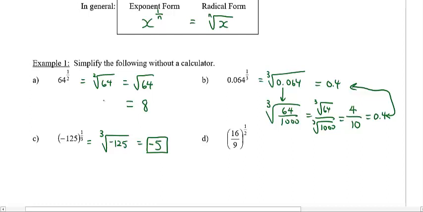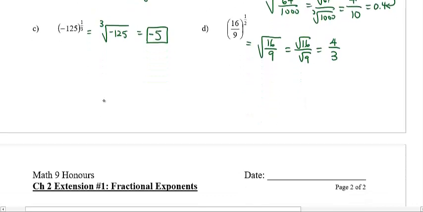And then finally for part D, don't freak out about fractions like I showed you in part B. This is the same thing as the square root of 16 over 9, which is the same thing as the square root of 16 over the square root of 9. That's 4 over 3. Okay? So, are we pretty good with this? 1 over something, it's just the root.